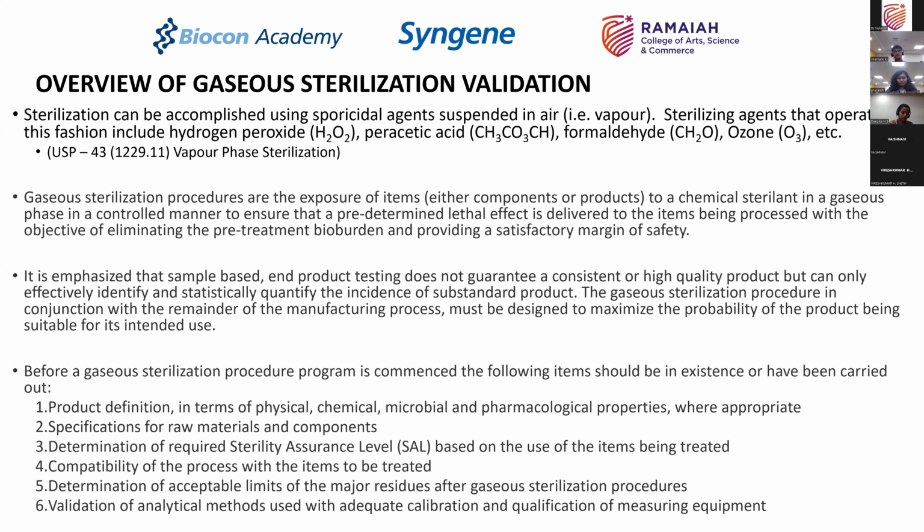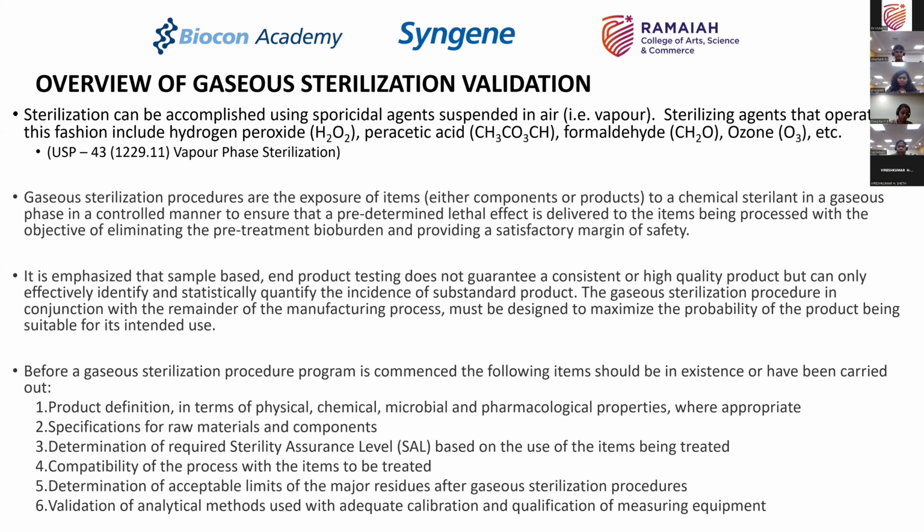Okay. What needs to be done before you start a gaseous sterilization program? You need to do a product definition in terms of physical, chemical, microbiological, and pharmacological properties where appropriate. So again, similar to the validation process that we looked at for gamma irradiation, you need to understand your product and make sure that it is compatible with the gas that you're going to use from a physical and chemical property standpoint.